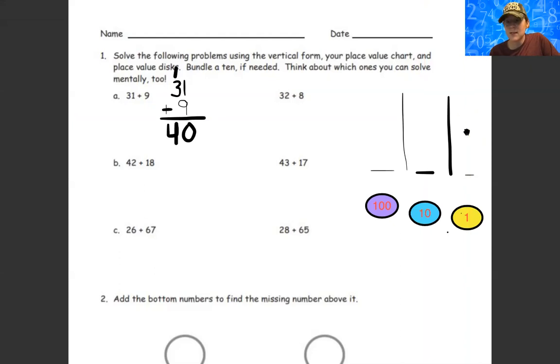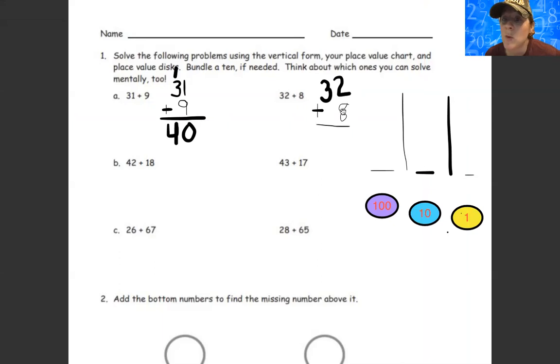Okay, let's keep our hundreds chart right here to continue to help us. Now we have 32 plus 8. Let's write it vertically again. Remember, vertically means up and down. So I'm going to write 32 plus 8 equals, all right, let's go ahead and do our ones column first.